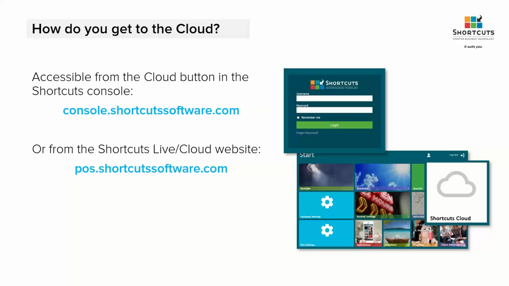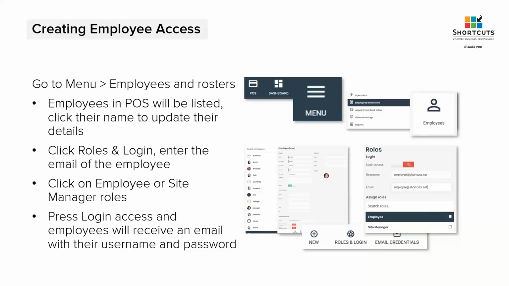Or you can bookmark the actual cloud, and the address for that starts with pos.shortcutsoftware.com, and then a slash and your actual site identifier. That's usually a number. Once you press the cloud button, you can bookmark it in your web browser. Again, this could be on your home computer, this could be on your phone, whatever the case is.